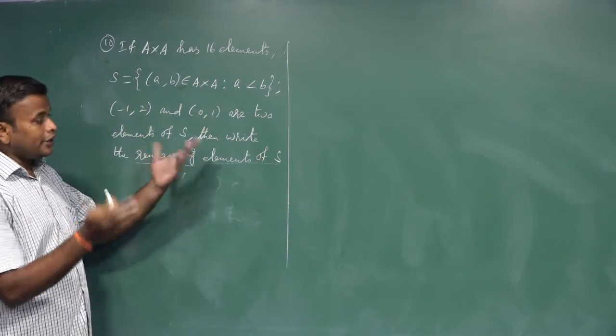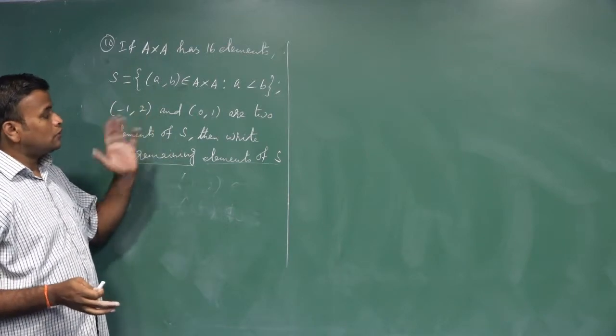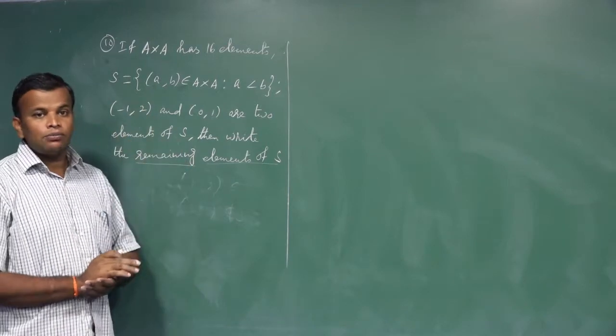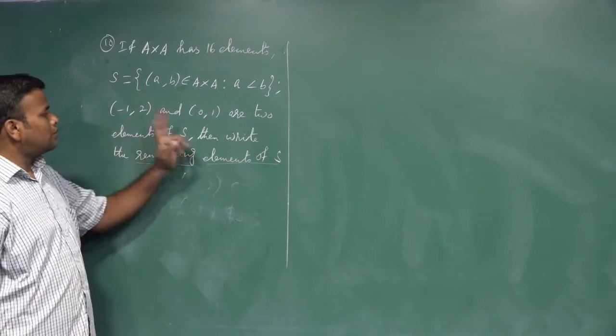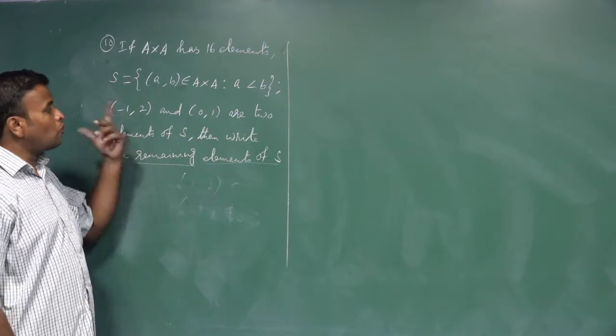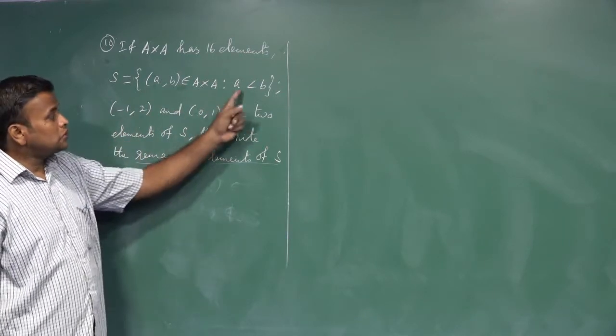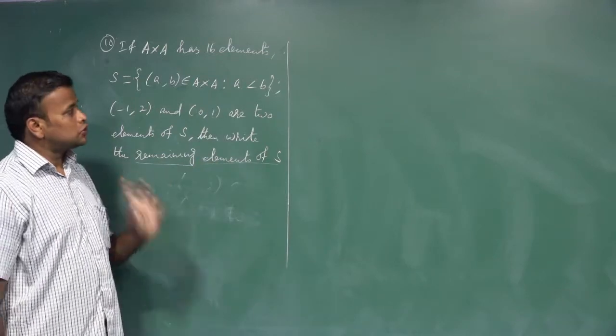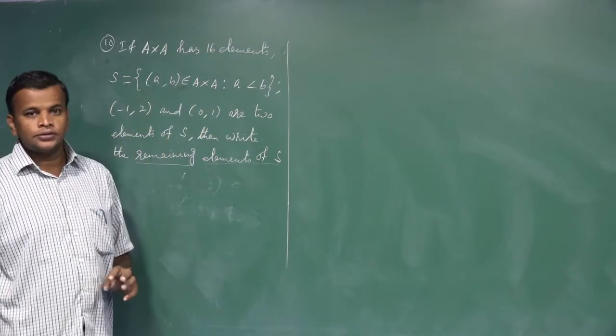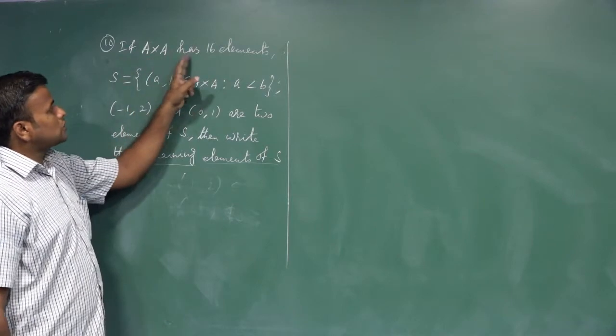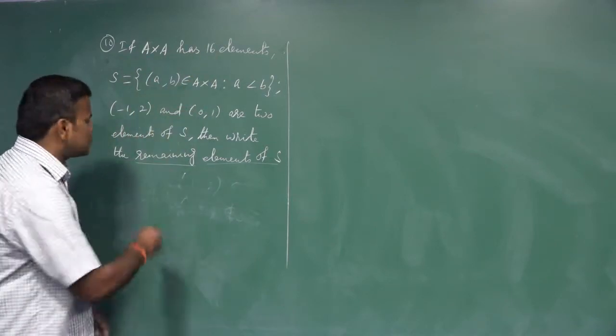We don't write all the elements. In S, we find some remaining elements, that is, the remaining ordered pairs. 2 ordered pairs are given. Now to find some more ordered pairs that satisfy this condition. Okay. First of all, we find all ordered pairs. Given A cross A has how many elements? 16 elements.